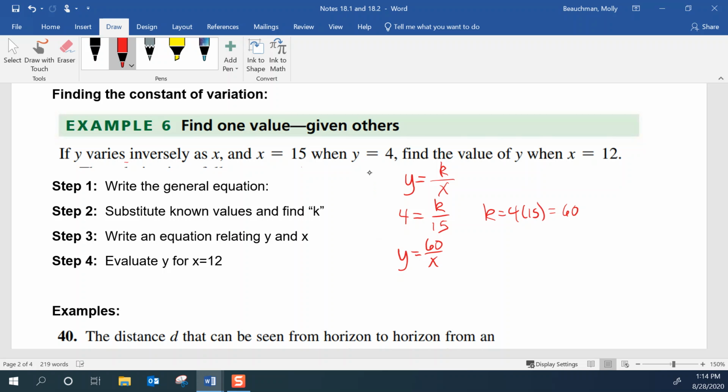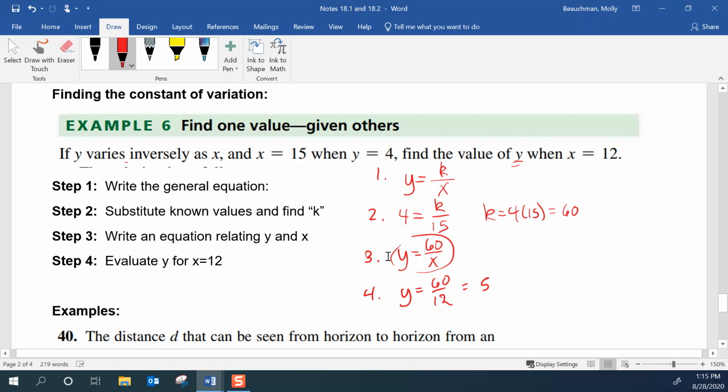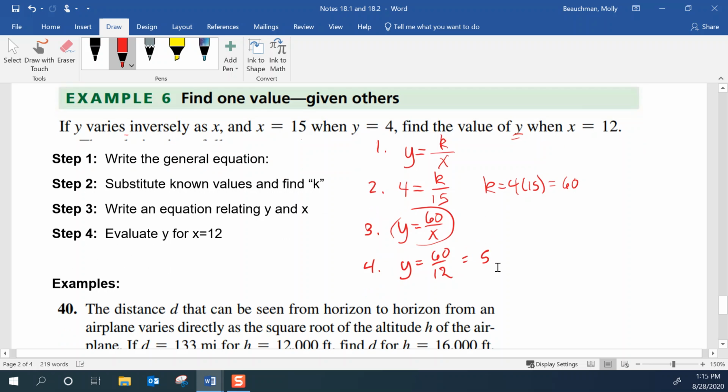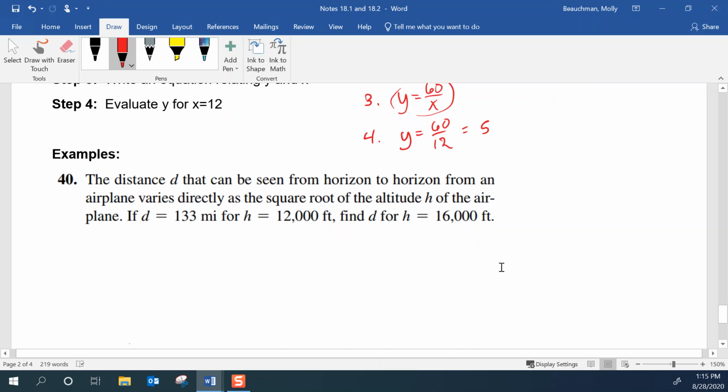So that's step 3. The last step is evaluate, find the value of y when x equals 12. So we use the equation that we found with k, and we substitute 12, which equals 5. So the y is 5 when x is 12. So that's a step-by-step process of using variation to solve a problem. Next example.